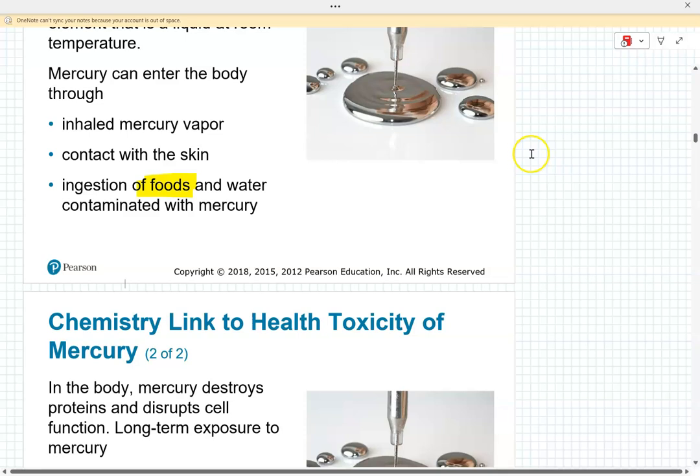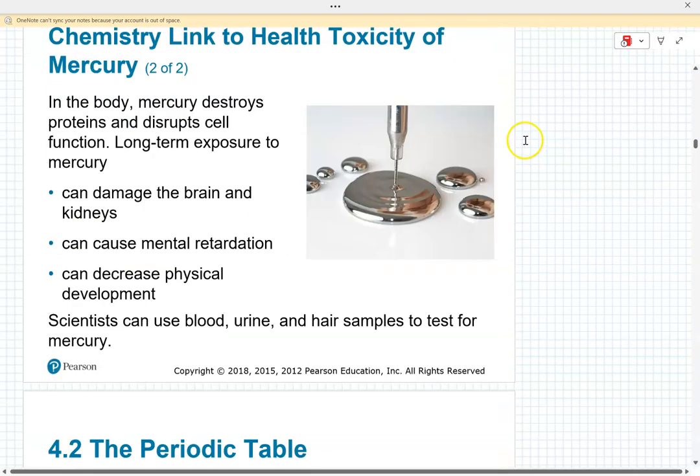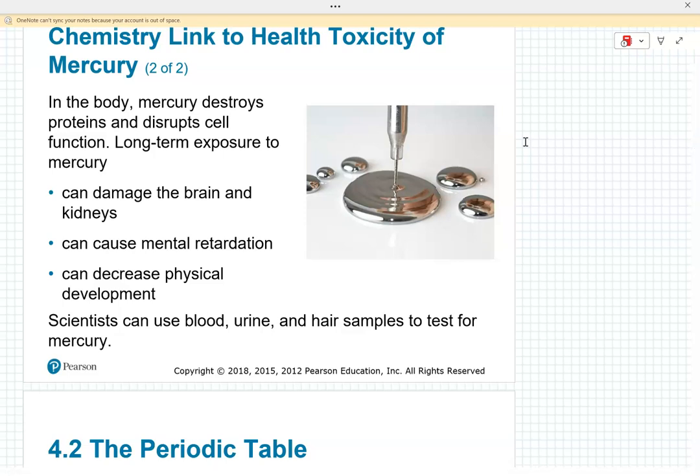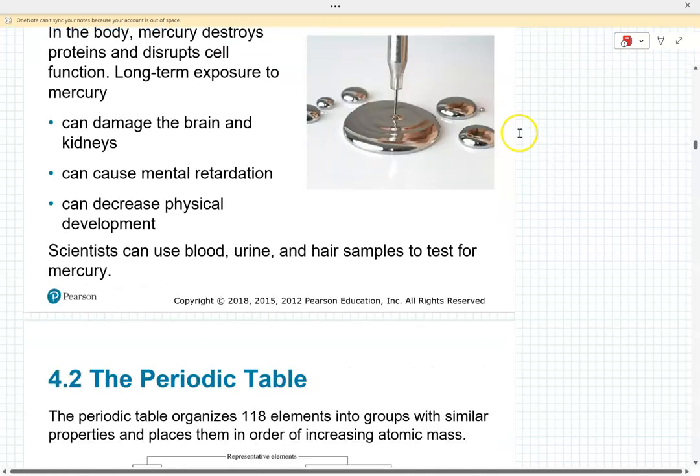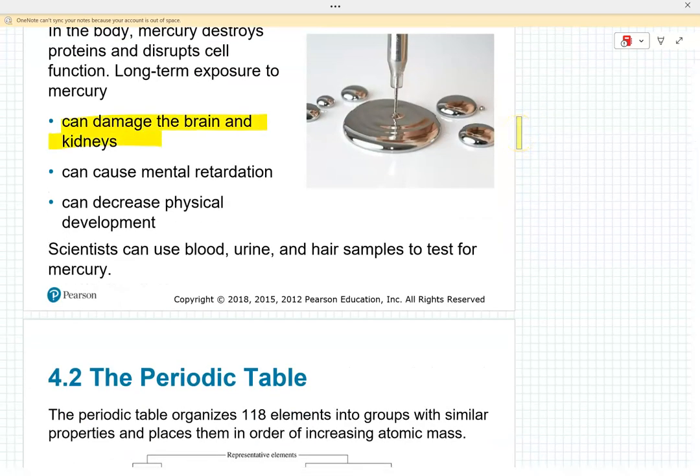Contact with skin, not as much. Skin is pretty impenetrable and mercury is not terribly reactive. But yeah, the biggest problem with mercury is that it is cumulative. It gets out of the body very, very slowly. Okay. Yeah, there are a lot of side effects of mercury exposure.